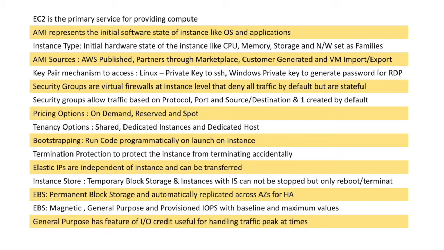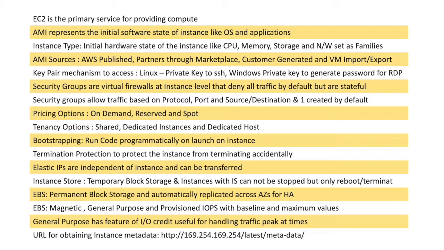General purpose has an important feature of input output credit. So if you have not been utilizing the baseline IOPS per GB available for you, then the amount which you have not been utilizing so far will get credited to your account. It will be saved as an IO credit, and you can utilize this credit when you have the requirement to take it up. So that is how it is a very useful feature.